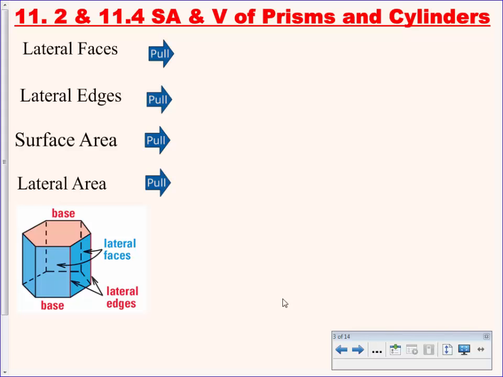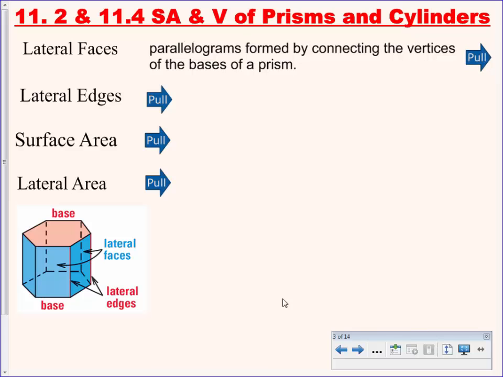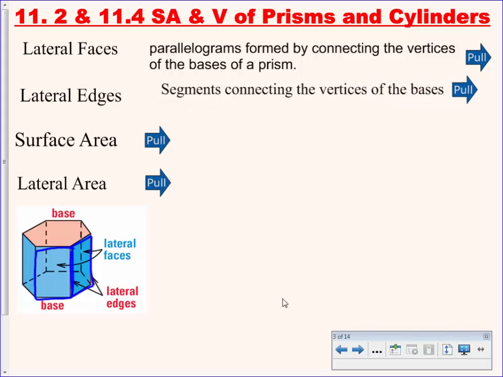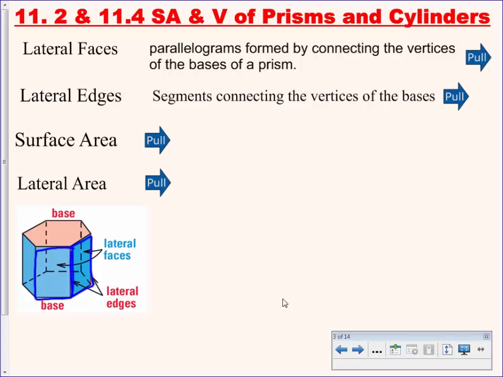We're going to first start talking about lateral faces. The lateral faces are the parallelograms formed by connecting the vertices of the bases. So really, the lateral faces are the faces that are not the bases. When we talk about lateral edges, we talk about just the segments that are connecting the edges of your lateral faces. So we don't use any part of the base there.